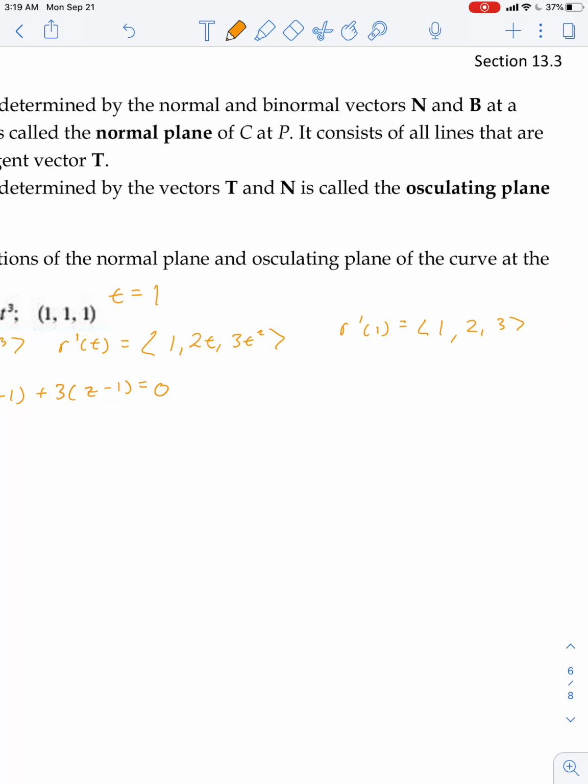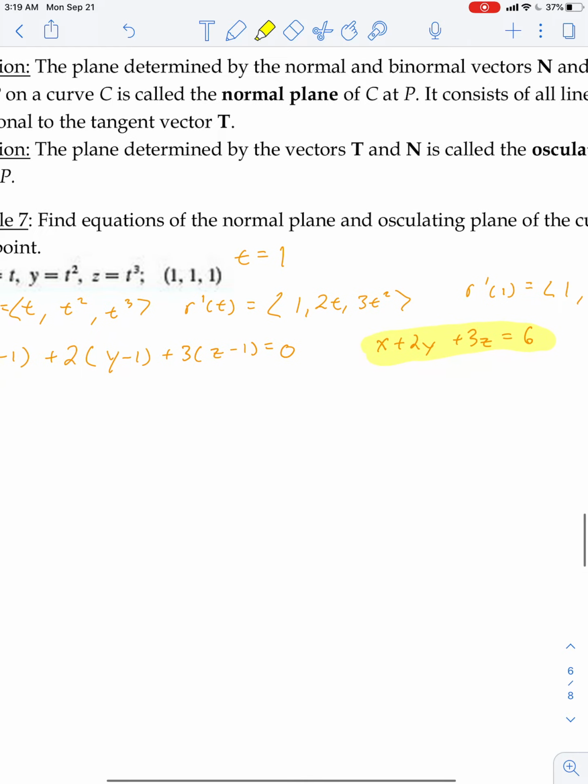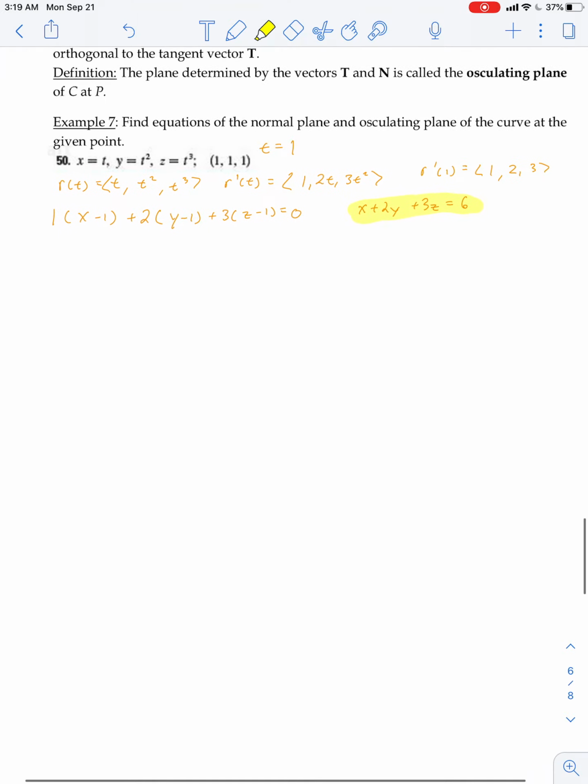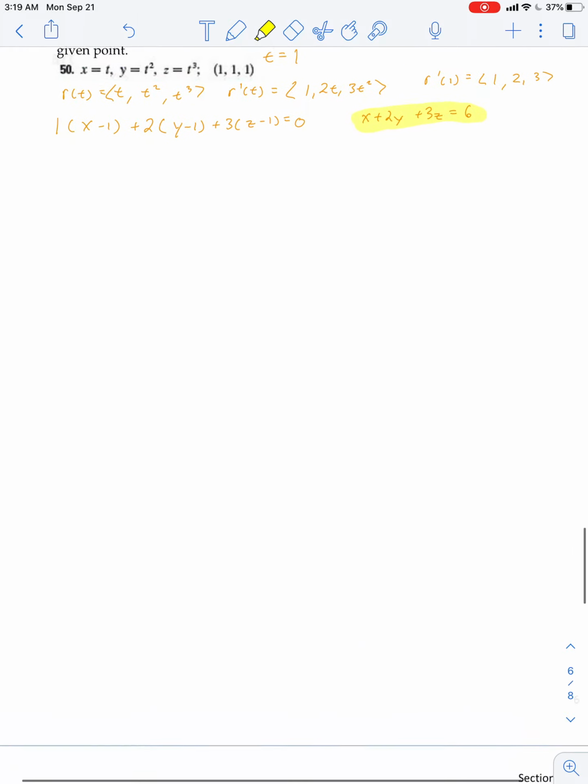So plus 3z minus 1 is equal to 0. And then I can just put that into standard form, and I'm going to get x plus 2y plus 3z is equal to 1 plus 2 plus 3, which is 6. All right. And so there is the first solution. That is the equation for the normal plane.